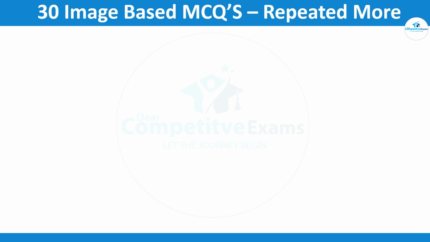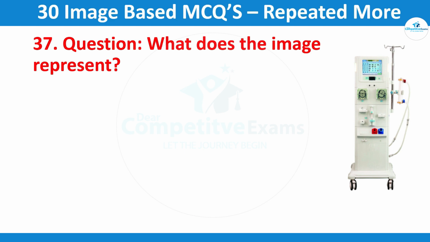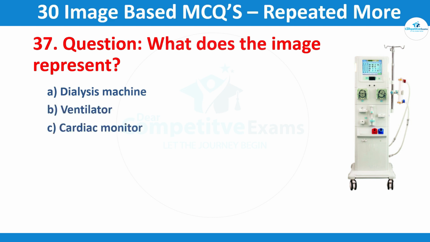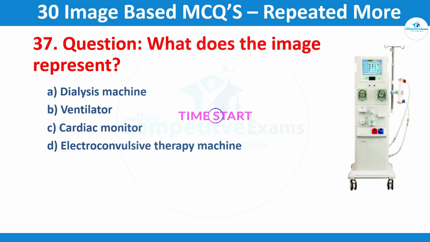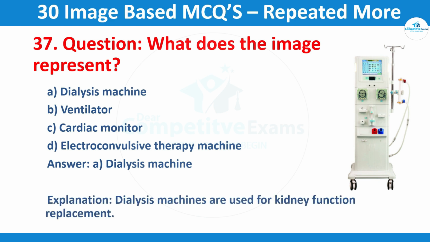Question number 37. What does the image represent? Options: dialysis machine, ventilator, cardiac monitor, or electroconvulsive therapy machine. Correct answer: dialysis machine. Dialysis machines are used for kidney function replacement.